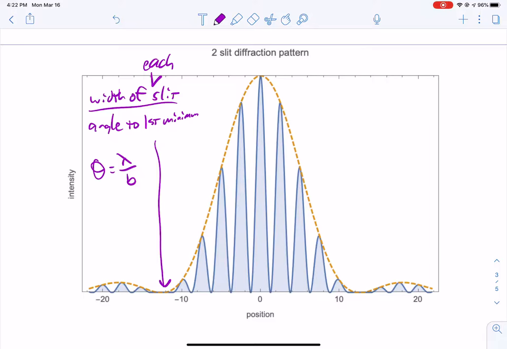If I wanted to figure out how far apart those slits were, the distance between slits, I could use one of two equations. I could use n lambda equals d sine theta. Now that would be a situation where I'm given the angle.